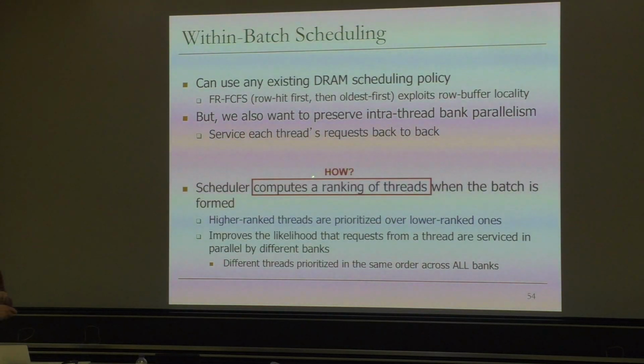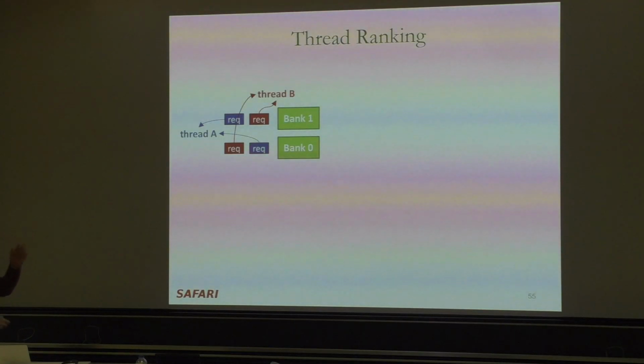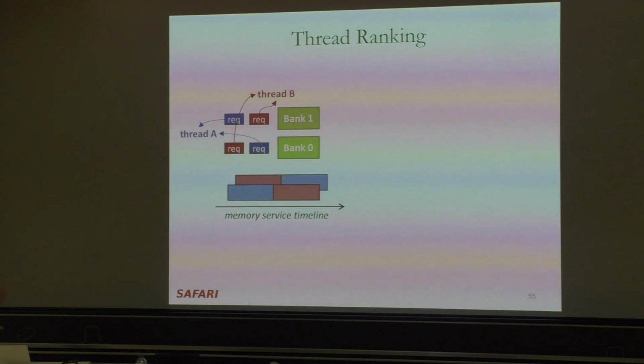So of course the key question is, how do you compute this ranking? Let me give you the example of ranking first. These are two banks, and you can see the red thread and the blue thread. Assume that the banks are operating independently. They will basically destroy the parallelism of each thread. That's what you see over here.